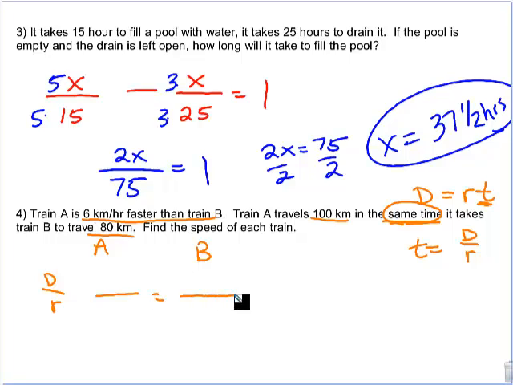So for train A, what's the distance train A travels? 100 kilometers. Okay, what's the distance train B travels? 80 kilometers. And then we know a little bit something about the rate. We know that train A is 6 kilometers per hour faster than train B. Yep, x plus 6 and x. Now, if you want to even make these into b's instead of x's, that's perfectly fine as well. Right? Doesn't matter.